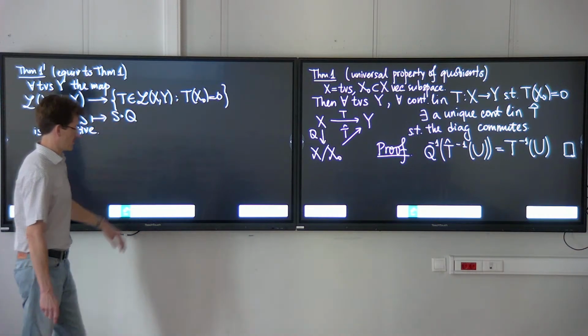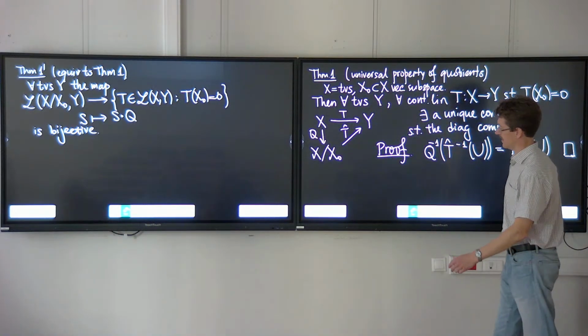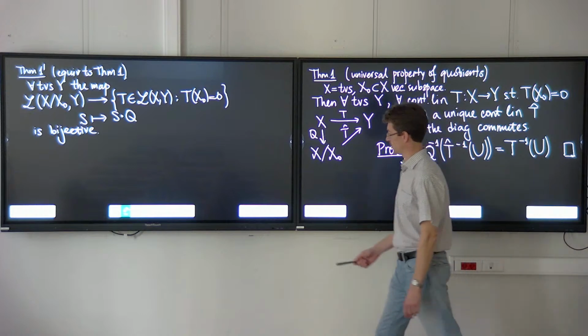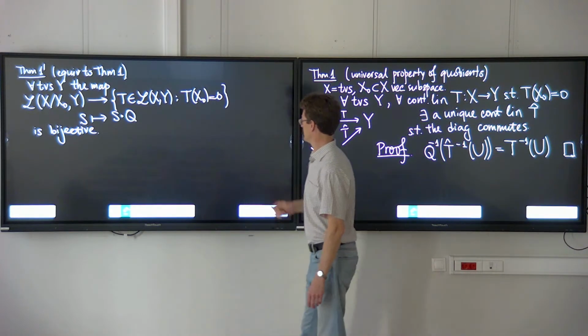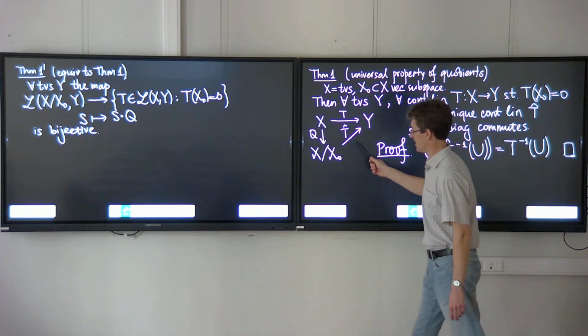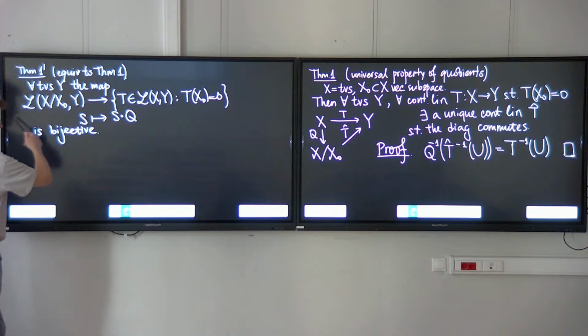This is just another form of theorem 1, because theorem 1 basically says that whenever we take any map from here, there is a unique preimage in this space. This means exactly that this arrow is bijective.